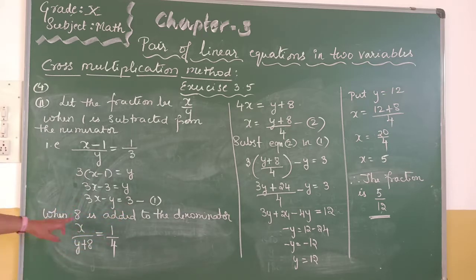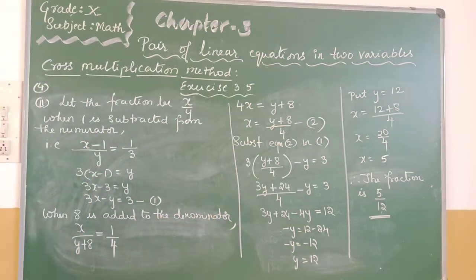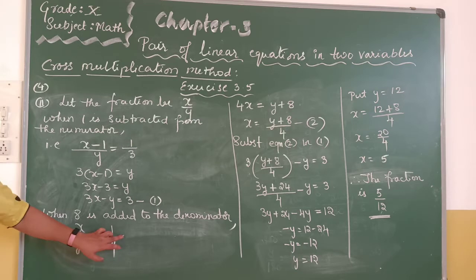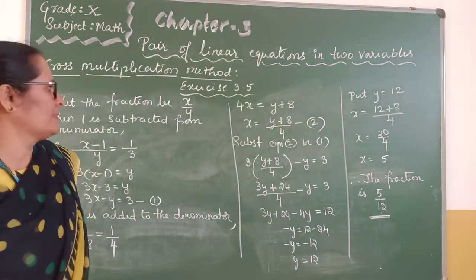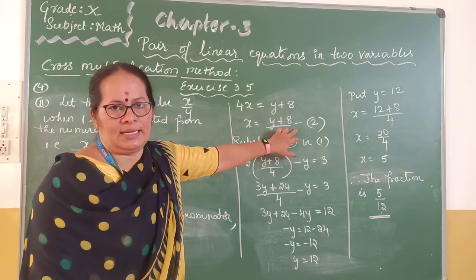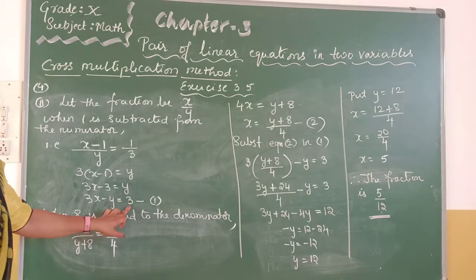The second condition is 8 is added to the denominator. It means x by y, where y is the denominator. So 8 is added to the denominator: x by y plus 8 equals 1 by 4. Cross multiply. So 4x equals y plus 8. So x equals y plus 8 by 4. Take it as the second equation, and substitute this second equation in the first equation.